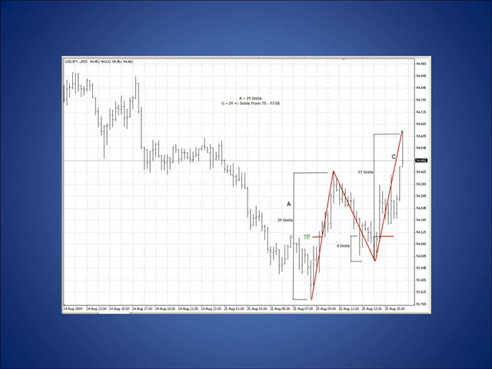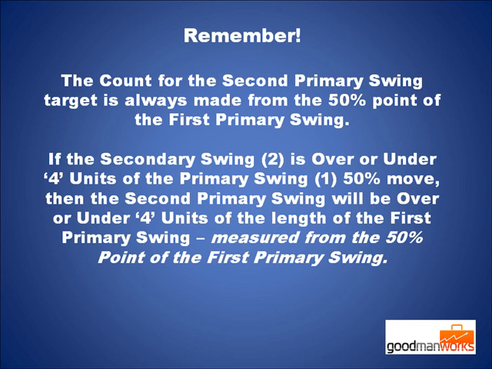The trade setup. Here is an example of the 3C rule in practice. The difference between the 50% point and the actual ending point of the secondary swing is made up at the end point of the second primary swing. The count for the second primary swing target is always made from the 50% point of the first primary swing. Watch for triple overlays, a return which is also a 3A or 3B template, and for which the 3C cancels.